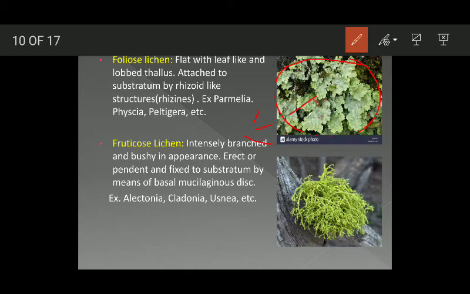And finally the third one is fruticose lichens. These lichens are intensely branched. Here you can see they are intensely branched and they have a bushy appearance. They can be either erect or pendant, and this structure is attached to the substratum with the help of a basal mucilaginous disc. At its base there is a mucilaginous disc, and with the help of that disc the whole structure gets attached to the substratum. The examples include Cladonia, Usnea.